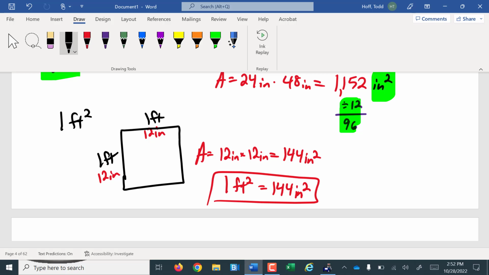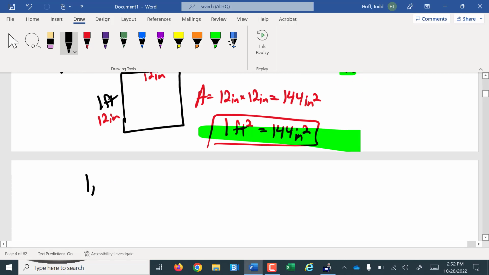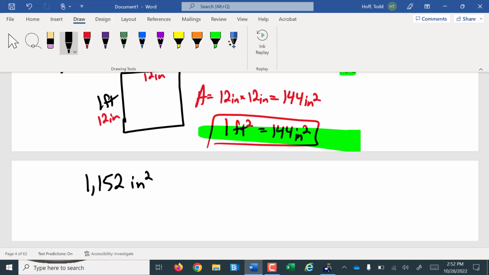So if I want to convert between square feet and square inches, I have to remember that conversion factor. So if I have 1,152 square inches and I want to convert it into square feet, well, I'm going to put square inches on bottom so they cancel out and square feet on top. 1 square foot is how many square inches? 144.